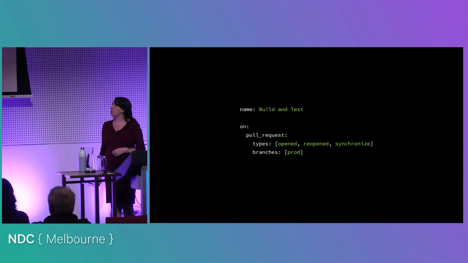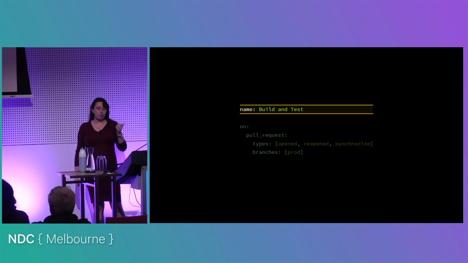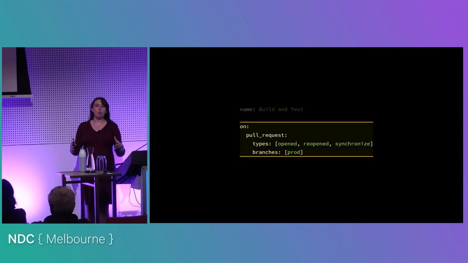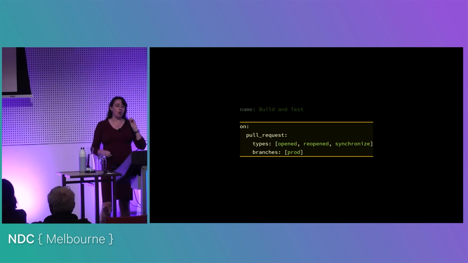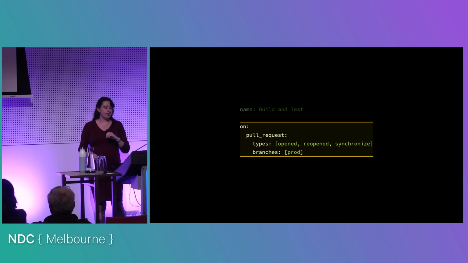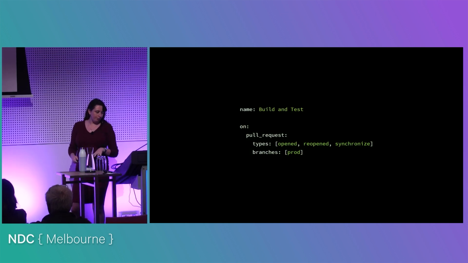Now, to define our workflow, we will give it a name. So we have the name of the workflow. We can then choose how we want our workflow to be triggered. In this case, I want it to be triggered every time a pull request to my production branch gets opened, reopened, or the code inside the PR gets updated.